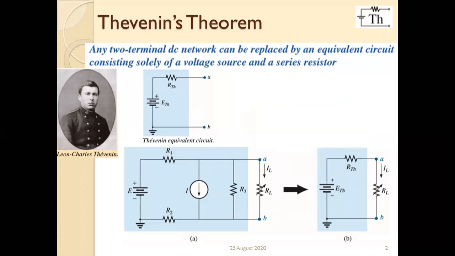Thevenin theorem: any two-terminal DC network can be replaced by an equivalent circuit consisting solely of a voltage source and a series resistor. For example, this is a network, and we can replace it by such a network which would have just a voltage source and a series resistor. That voltage source we will call the ETH and that resistance is the RTH, which is the Thevenin equivalent resistance, and the Thevenin equivalent voltage. The resultant network would look like this.